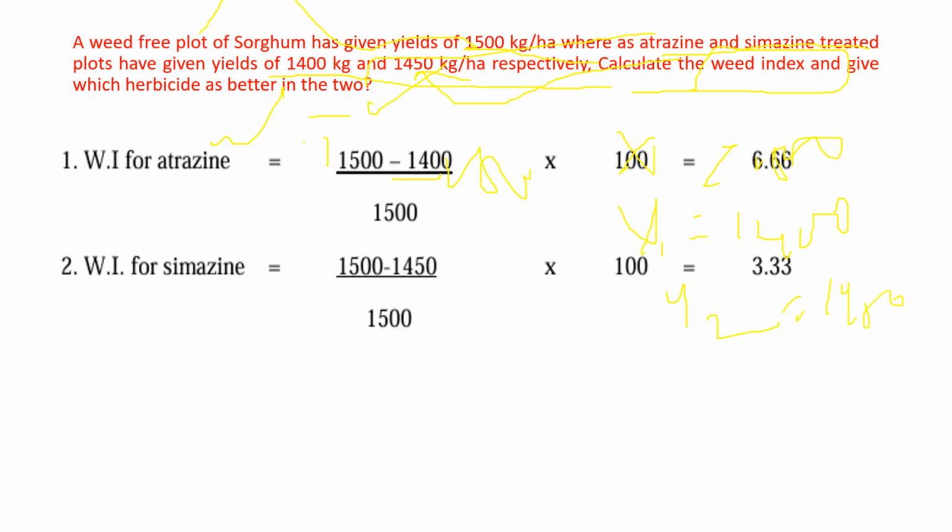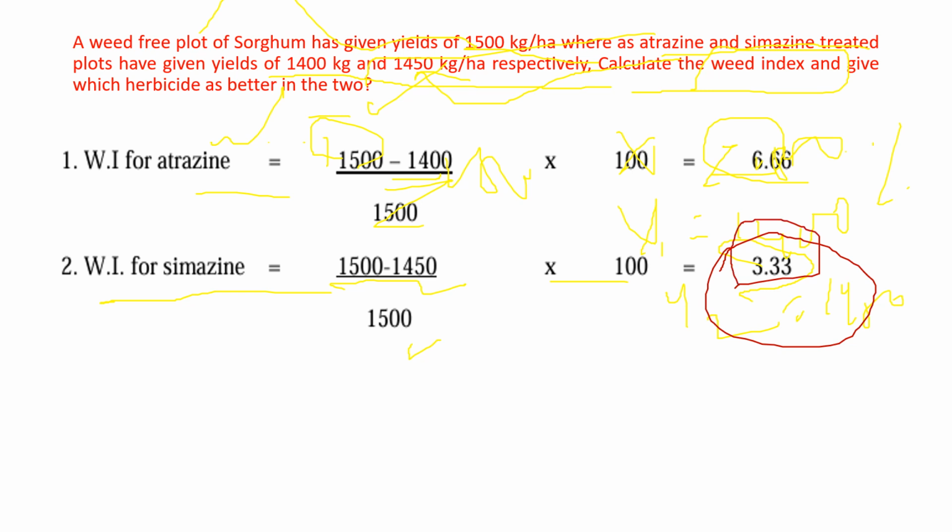So here is the weed index for atrazine: 1500, that is the X value, minus 1400, by 1500, into 100, that is 6.6%. Weed index is always indicated in percentage, whereas the weed index for simazine: 1500 minus 1450 divided by 1500 into 100. The answer is 3.3. So among these, which is better? The answer is simazine. Simazine is better since the weed index of simazine is lower than atrazine.